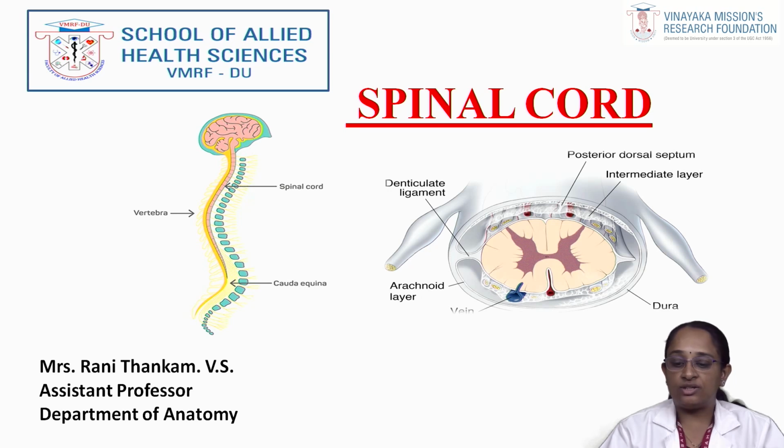Next you can see the cross section, that is the internal structure: our outer white matter and inner gray matter and the spinal nerves which are arising. All these structures you can see. So from this picture you can analyze that the first one is the longitudinal section, which we can say shows the external features of the spinal cord, whereas the other one is the cross sectional features, which means the internal structure of the spinal cord.